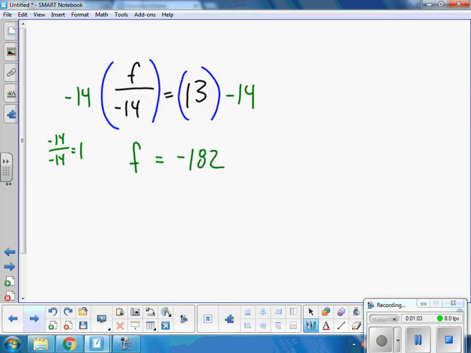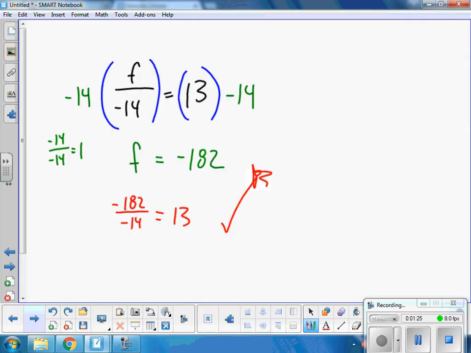I can check that by plugging in, because now I know what f is. Negative 182 divided by negative 14. A negative divided by a negative will be positive. 182 divided by 14 is indeed 13. So this is true. F equals negative 182.